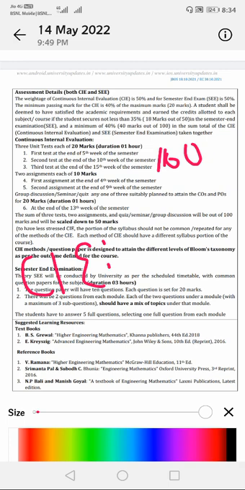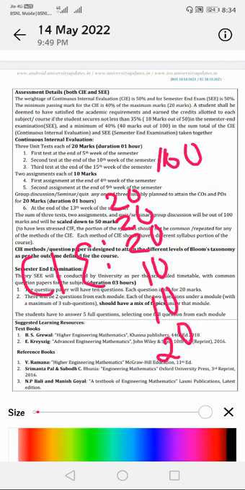So first internal 20, second internal 20, third internal 20, okay, totally 60, followed by first assignment 10, second assignment 10, followed by quiz or seminar, which is 20. So overall marks is 100. This is the total marks. Next, how the student is going to be scored, that is important again.